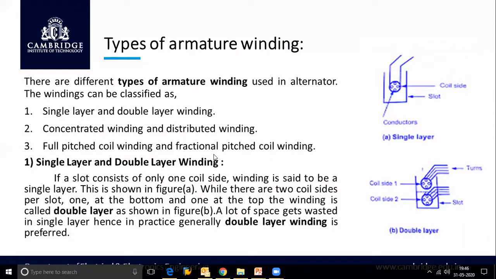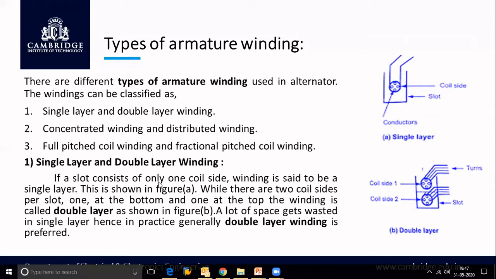So this is about the winding terminology. Now coming to the different types of windings in the three-phase synchronous generator. There are different types of windings used in a three-phase synchronous generator or alternator. These windings can be classified as single layer and double layer winding, concentrated winding and distributed winding, full pitch coil winding and fractional pitched coil winding.